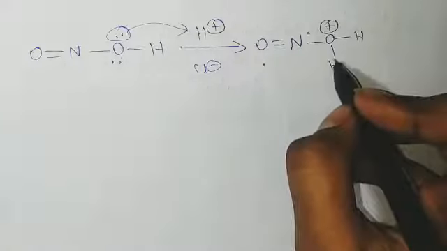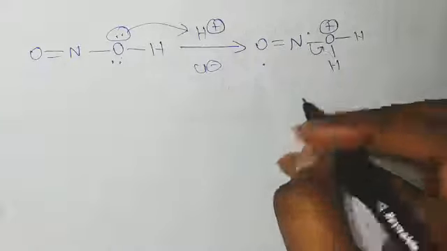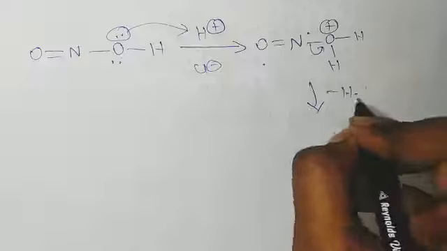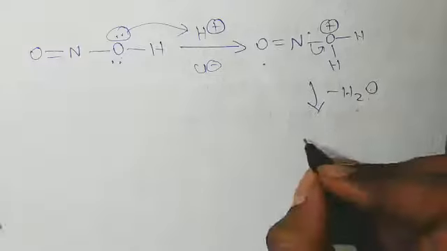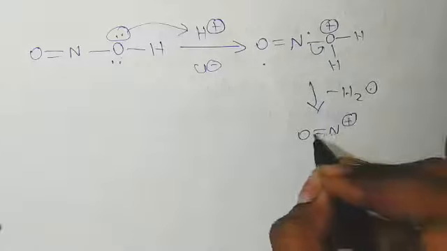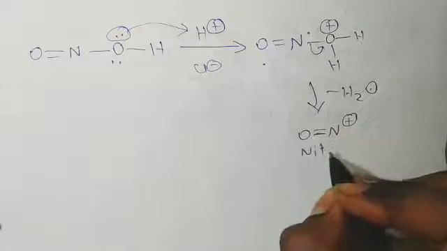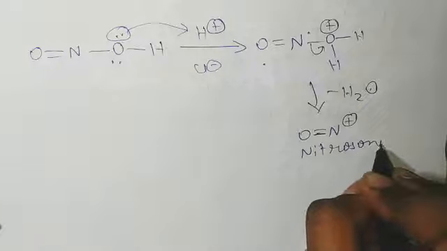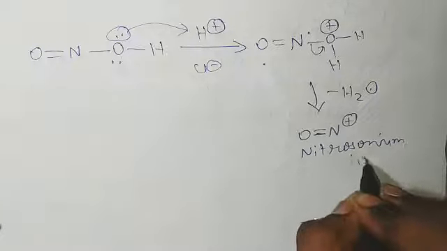Now water can be removed easily. So minus water, and we will get the nitrosonium ion, that is O double bond N with a positive charge on nitrogen. This is our nitrosonium ion. This is our electrophile, the nitrosonium ion. Now what will happen in the next step?